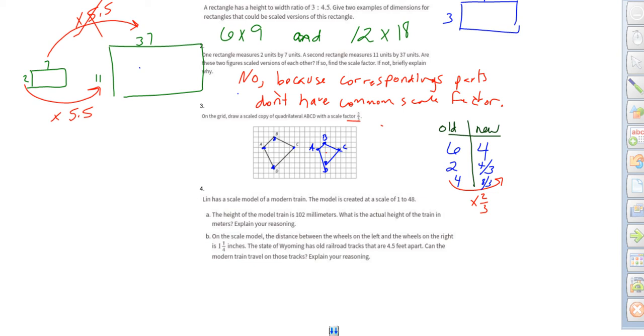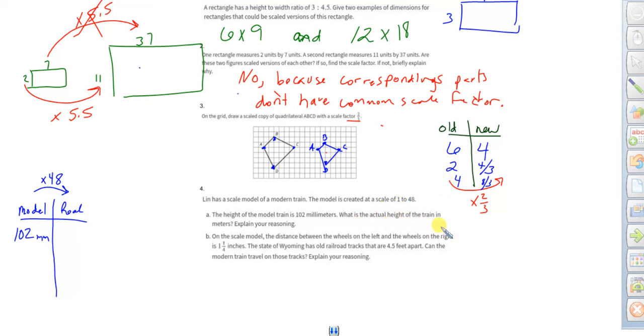Model of a modern train, and the model is a scale 1 to 48. Alright, so let's go ahead and make a table for that scale. The model versus the real train is 1 to 48, so that tells me that I've got a 48 times scale factor. So the height of the model is 102 millimeters, which means I could find the height of the actual, which is what it's asking me to do.